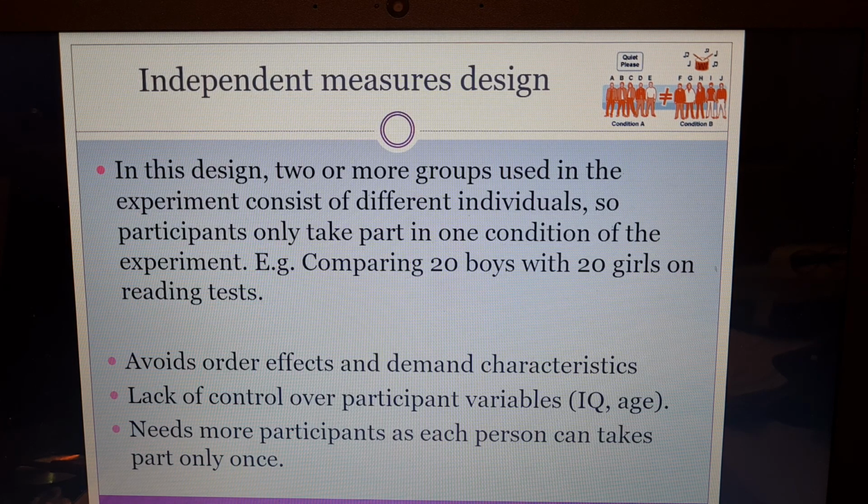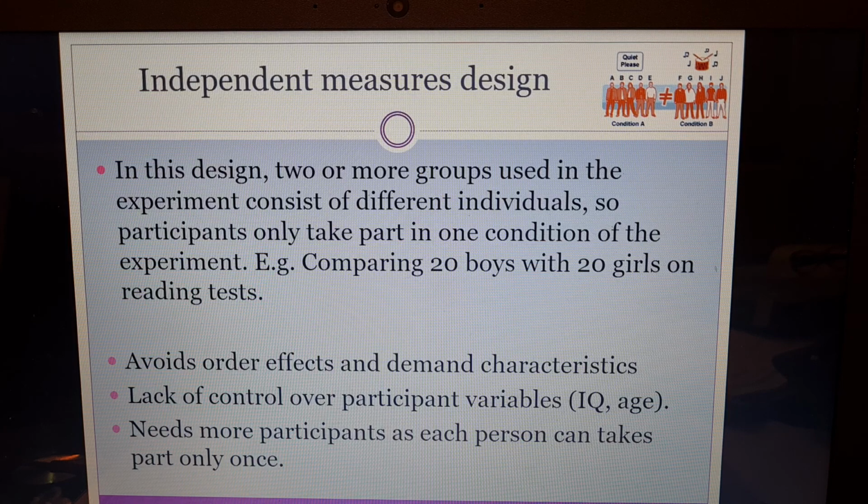This type of design does avoid order effects. So remember, order effects and demand characteristics are effects that could potentially affect the validity of an experiment. So order effects could be fatigue, practice effects, and demand characteristics is where participants could guess the aim of the research. So it does avoid those as a strength.